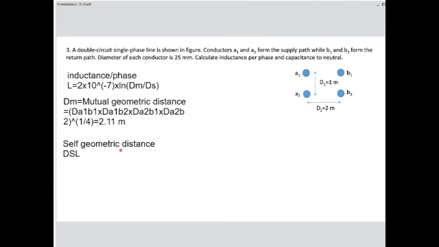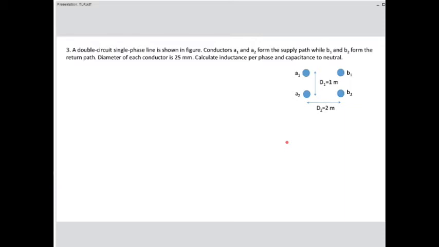Let's see if it works. Ah, goodness, no, it didn't. So we will calculate DSL, I have to try that one now somewhere else.